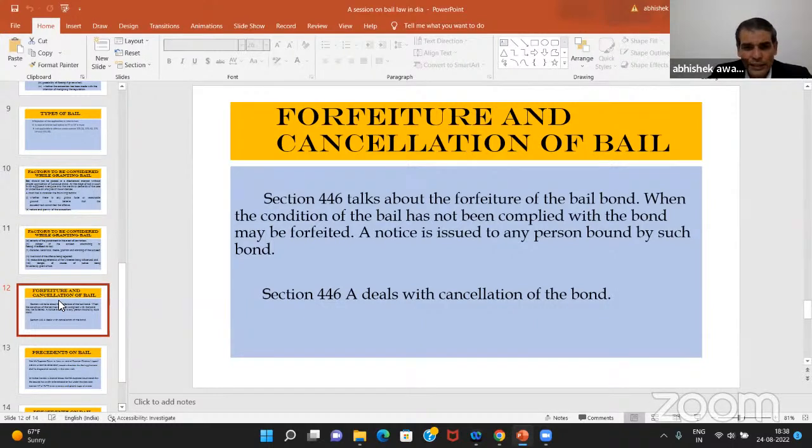And then comes section 446A, the cancellation of bond. What does it say? It says the moment the bond is forfeited, it will stand cancelled, and the accused will be taken into custody if he is before the court, or the police will be asked to nab him and arrest him. Cancellation of bond.